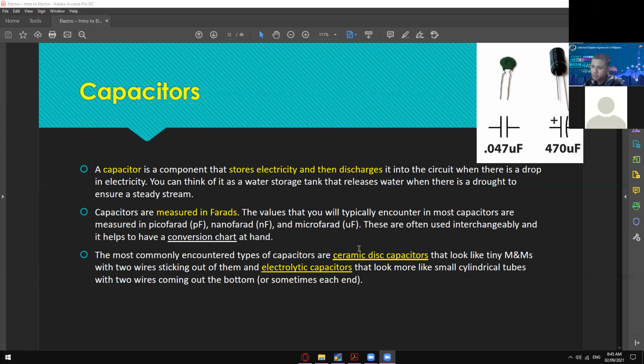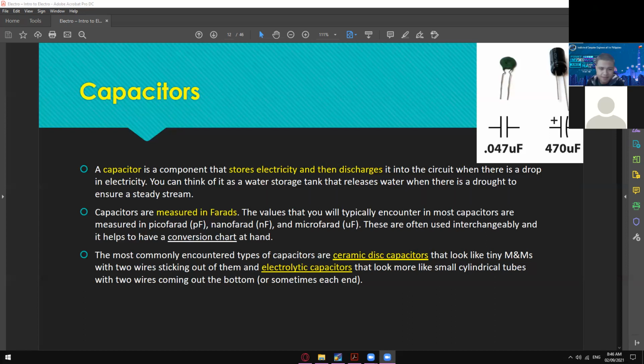So I have a question. What is the use of a capacitor? Why do we have a capacitor? What is the role of a capacitor in electronic components? Anyone? Sir, it stores and releases electricity in a circuit. Yeah, that's the meaning of it. But why do we use a capacitor? I think it's not necessary.